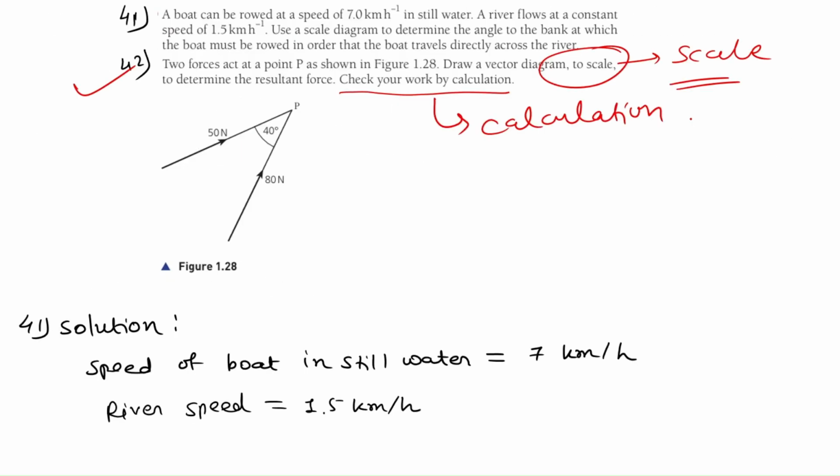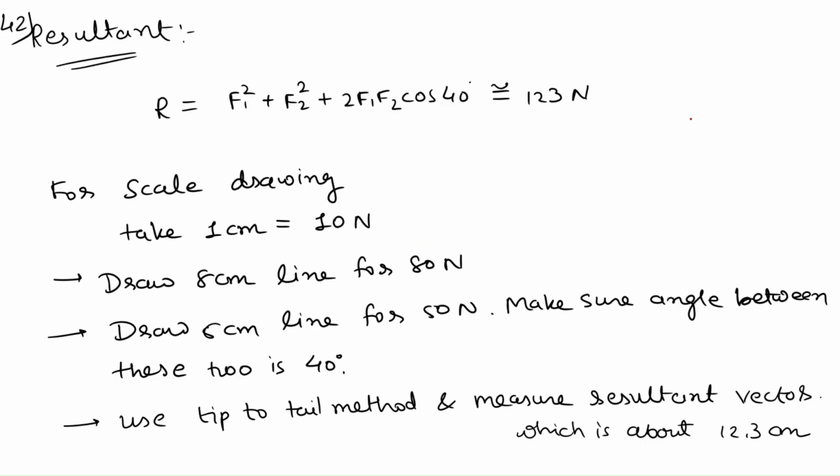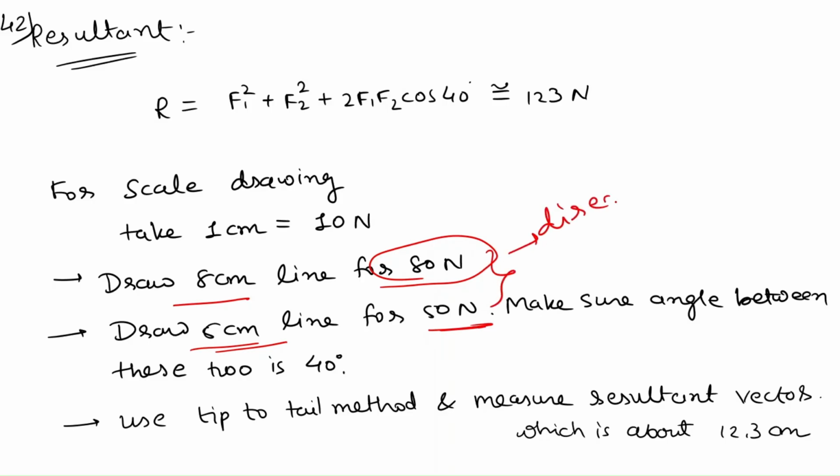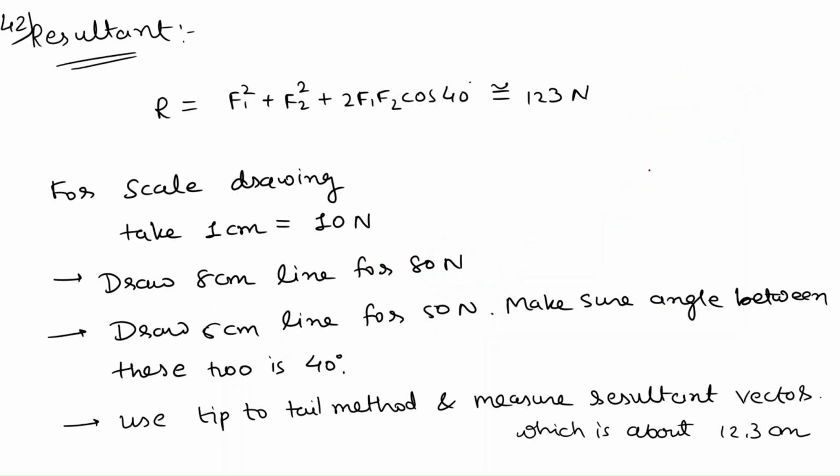Okay, so you can do it by the scale drawing. Here you take 1 centimeter means 10 Newton. So draw an 8 centimeter line for 80 Newton, and a 5 centimeter line for 50 Newton. Here they do not mention any specific direction, so you can do like this also, anywhere. You have to do any direction.